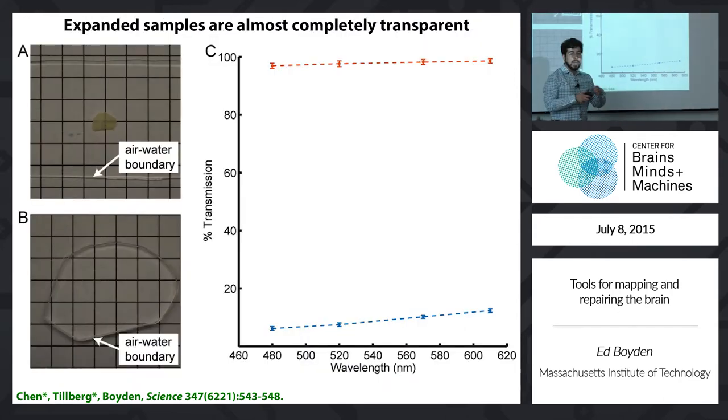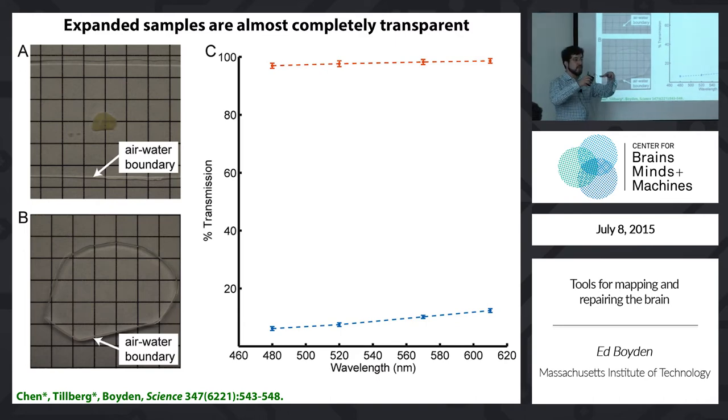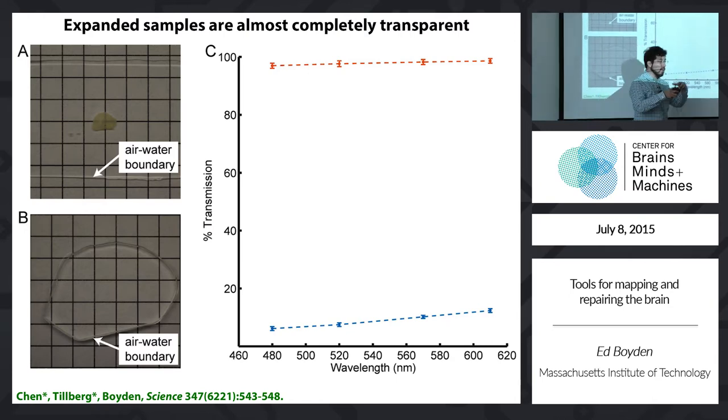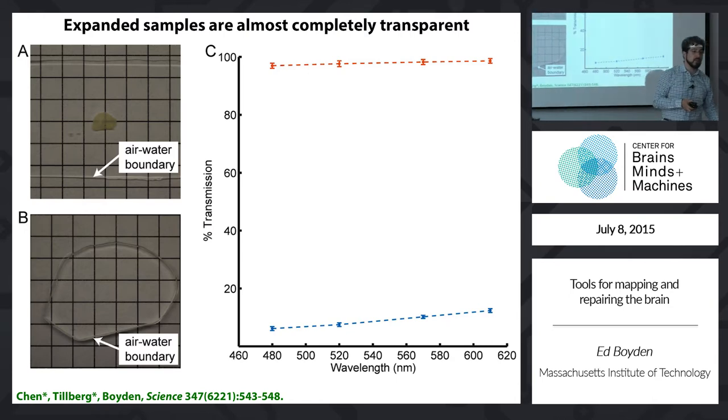Now, one nice thing about expanding tissues is that since you're filling them with water, they become completely clear. So here's a piece of mouse brain before expansion, and here it is after expansion. You can't even see the boundary. It's somewhere in here. That's not the brain boundary. That's where the air meets the sample. So somewhere in there is the brain. And it makes sense, right? You're expanding it and filling it with water, so it becomes clear.